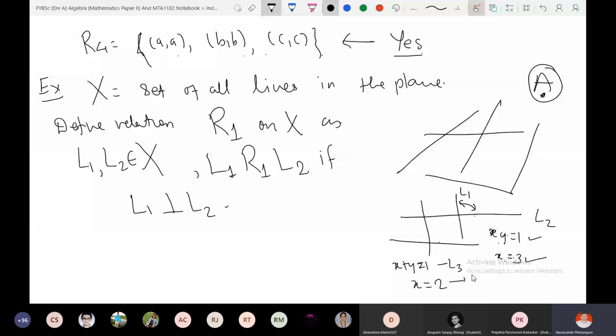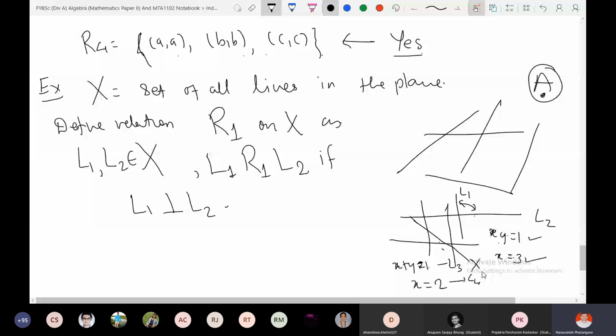You can imagine x plus y equal to 1 is this line, and x equal to 1 is the vertical line. So they are certainly not perpendicular, therefore they are not related. So these two lines are not related, right? But these two lines are related.